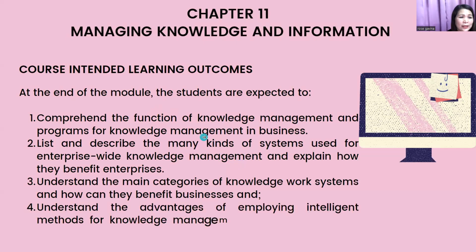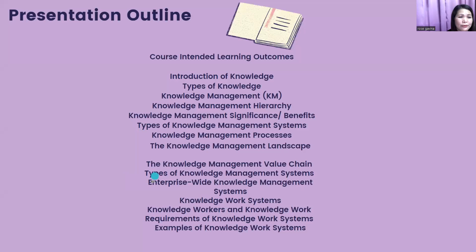So here are the course intended learning outcomes of our topic. At the end of the module, the students are expected to, first, comprehend the function of knowledge management and programs for knowledge management in business. Second, list and describe the many kinds of systems used for enterprise-wide knowledge management and explain how they benefit enterprises. Third, understand the main categories of knowledge work systems and how they can benefit businesses. And fourth, understand the advantages of employing intelligent methods for knowledge management from a commercial perspective.